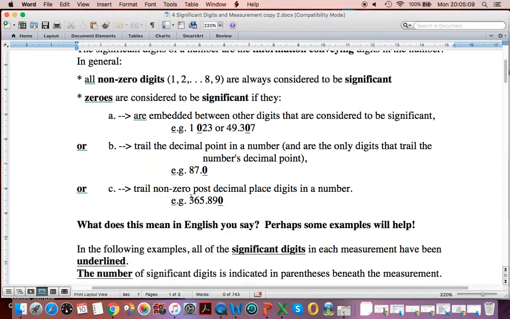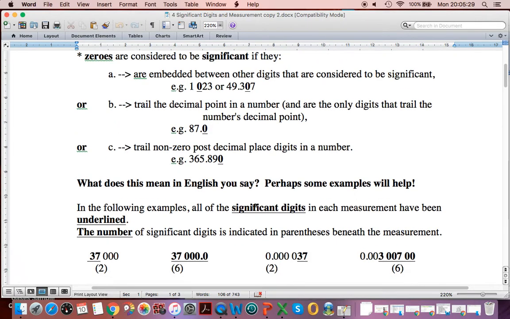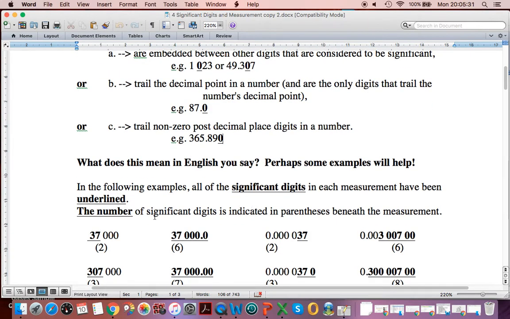And if they trail a non-zero post-decimal digit in numbers, so it's still mumbo jumbo. But here we have a 0, and it's to the right of the decimal point, and it's not just a placeholder to get to a non-zero digit. So this one would have 6 significant digits because that 0 is there. So we're looking at examples here.